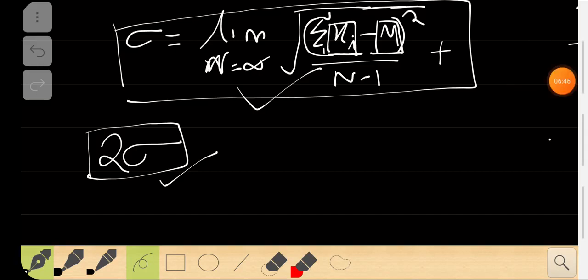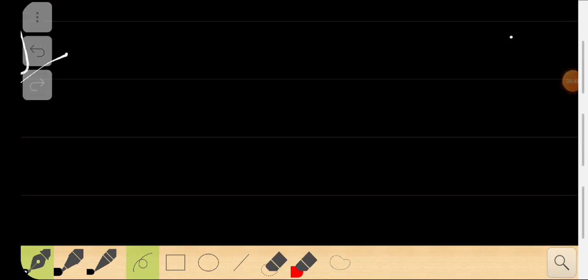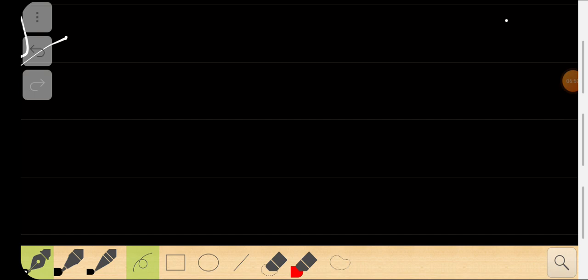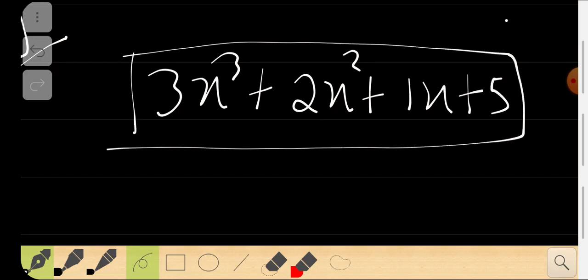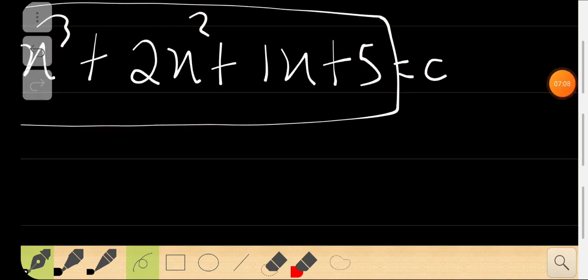Okay, now if you consider an equation, let's say 3x cube plus 2x square plus 1x plus 5, this kind of an equation equal to 0, that's only when an equation is formed, right?